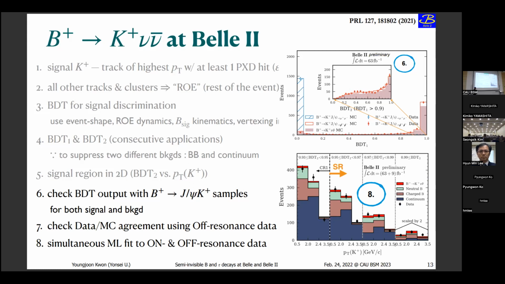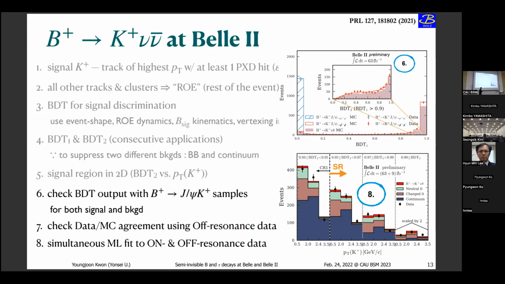Then we check the data-Monte Carlo agreement using the off-resonance data sample. Finally, we apply a simultaneous maximum likelihood fit to on- and off-resonance data. With the off-resonance data, we constrain the continuum background. Then for the on-resonance data, we extract the signal yield. So this is the fitting result. The horizontal axis is PT in four different BDT regions. This is basically the two-dimensional fitting result projected onto axes.